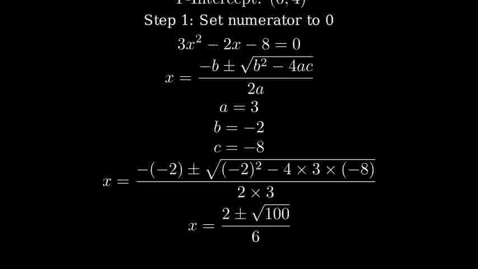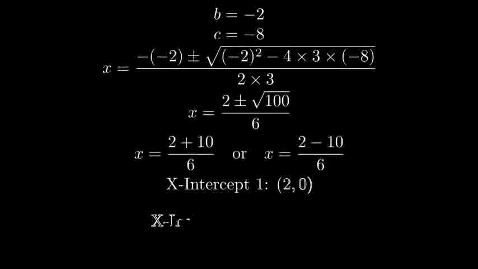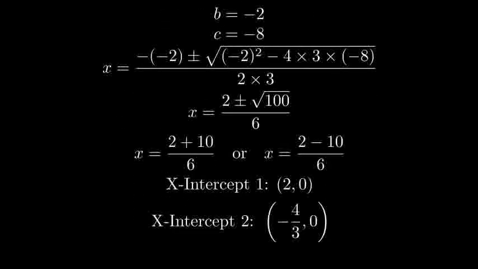Since 100 is a perfect square, we can take the square root of 100. This gives us two solutions: x equals 2/3 plus 5/3, and x equals 2/3 minus 5/3. Thus, the x-intercepts are at x equals 2 and x equals negative 4/3.